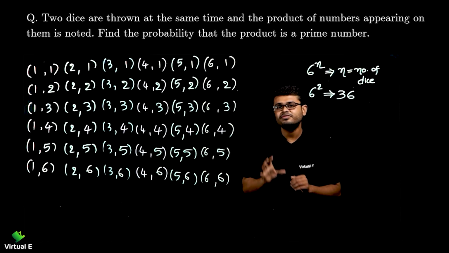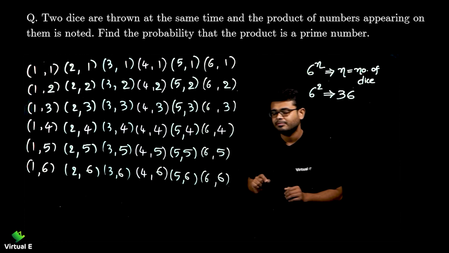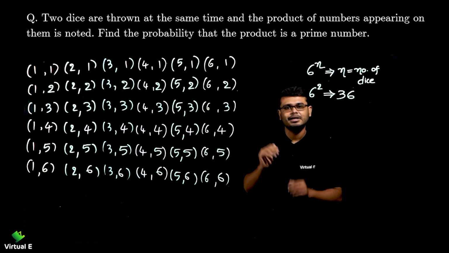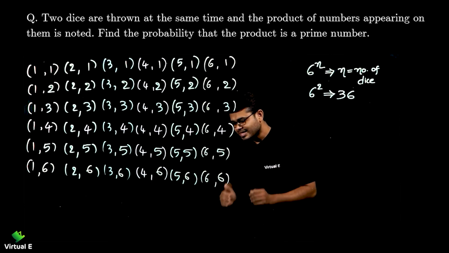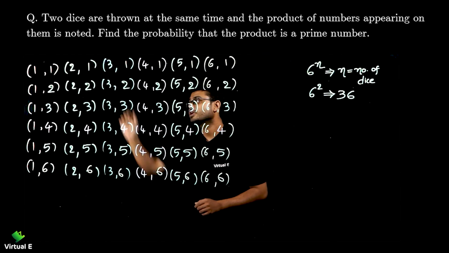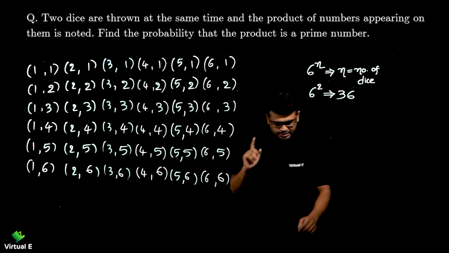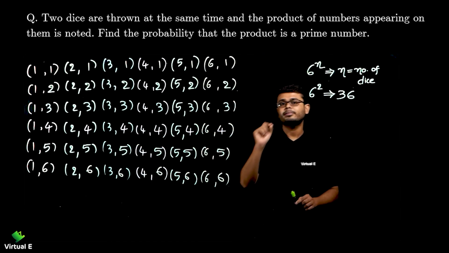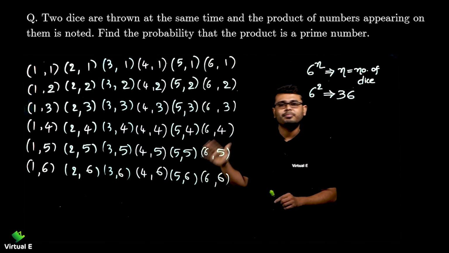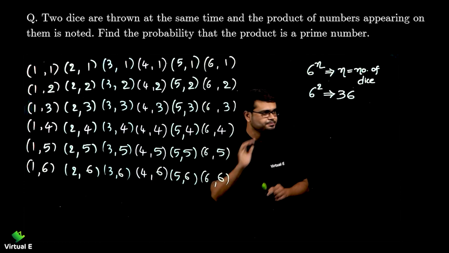Here we are supposed to find the product only as a prime number. Now remember, the maximum number we can have as a product on these dice is 6 into 6, that is 36, and the minimum we can have is 1 into 1, right? So first of all we need to sort out the prime numbers less than 36. Remember, we cannot have all the prime numbers less than 36 over here.